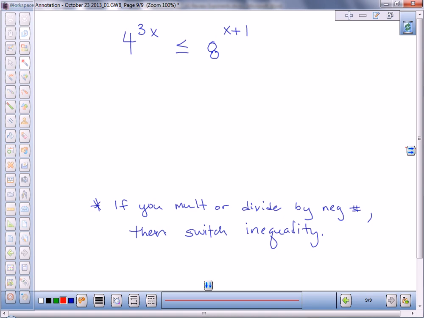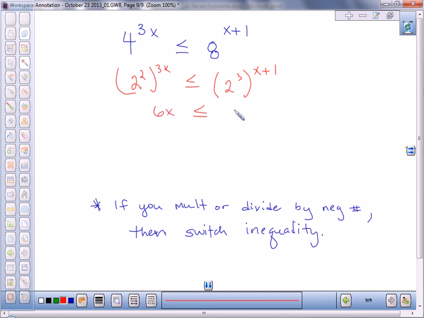So, all right, here we go. Last one. How is this one different? There is an inequality instead of an equality. But the process is exactly the same. So all we would do is rewrite both of these with a base of 2. So this becomes 2 to what? 2 to the second. And this becomes 2 to what? 2 to the third. And the only difference is that instead of an equality, we would have the inequality, less than or equal to. So we get 6x is less than or equal to 3x plus 3. So 3x is less than or equal to 3. So x is less than or equal to 1.